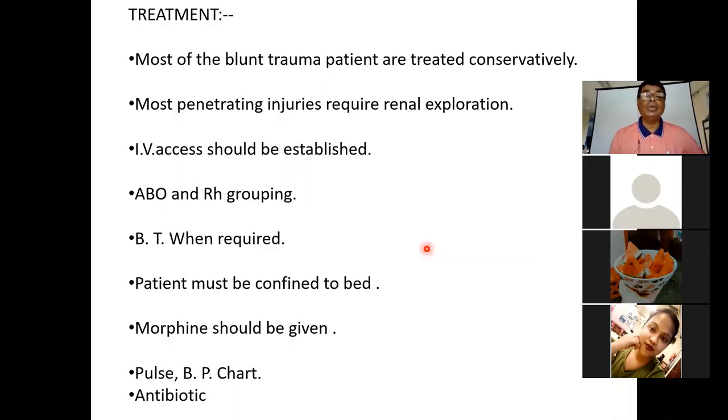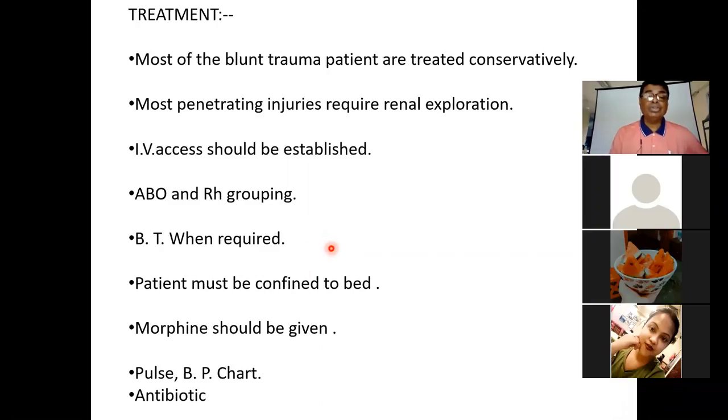So initially, what do we have to do? The patient comes with renal injury and symptoms of renal injury. There is bleeding, so we have to start an IV drip. The patient may be in shock, so we have to treat it. We start IV fluid, send blood for ABO and RH grouping, and in some cases we have to go for blood transfusion.